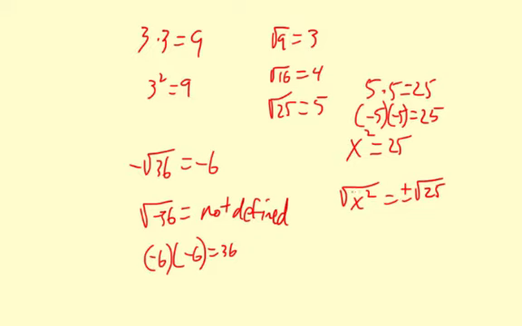Then when you simplify this, the square root of x squared is simply x, and that equals plus or minus the square root of 25. And the square root of 25 is 5, so x equals plus or minus 5.